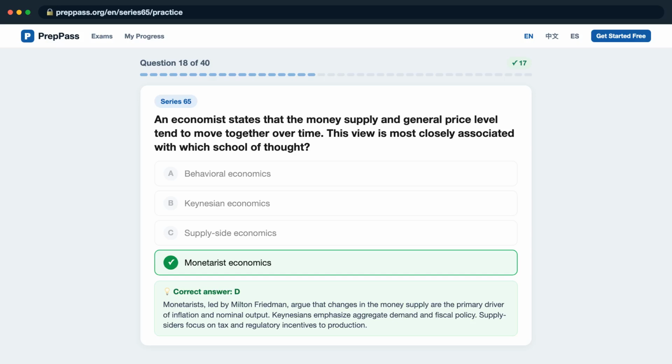Monetarists, led by Milton Friedman, argue that changes in the money supply are the primary driver of inflation and nominal output. Keynesians emphasize aggregate demand and fiscal policy. Supply-siders focus on tax and regulatory incentives to production.